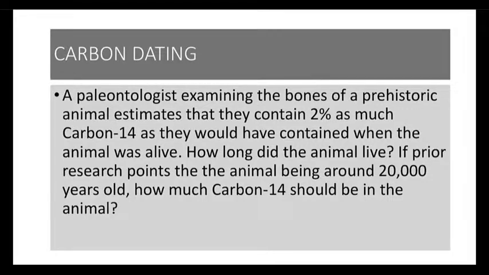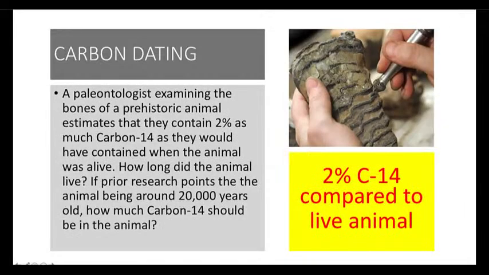Here is our problem. A paleontologist examining the bones of prehistoric animals estimates that they contain 2% as much carbon-14 as they would have contained when the animal was alive. How long did the animal live? If prior research points to the animal being around 20,000 years old, how much carbon-14 should be in the animal? So we can think of the situation this way. You have this bone containing 2% carbon-14 compared to what is expected when the animal is still alive.